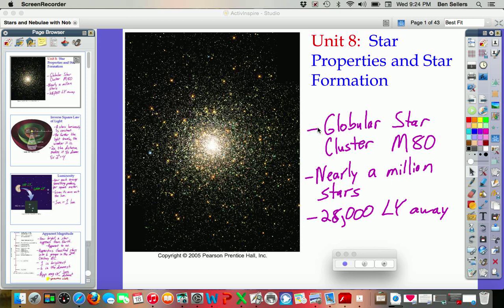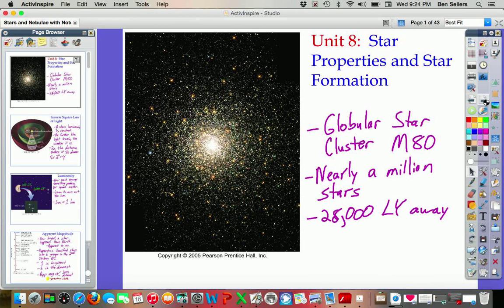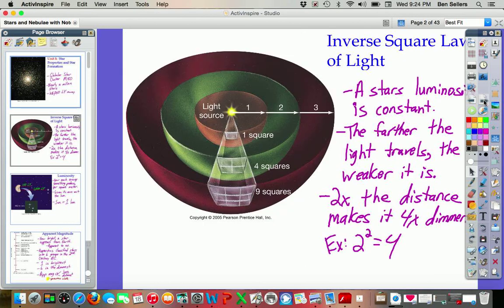Okay, gonna do a little quick review of the stellar properties unit, which kind of gets into different types of stars other than our sun. The inverse square law of light works much like the inverse square law of gravity, except obviously it deals with light instead of gravity.